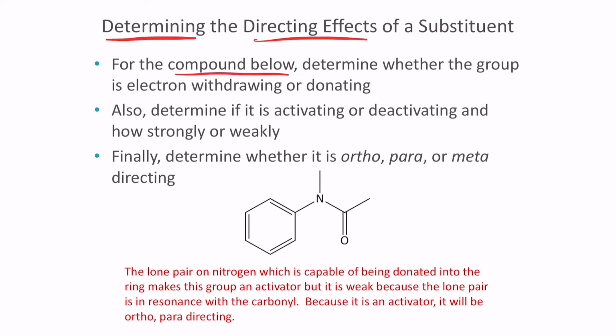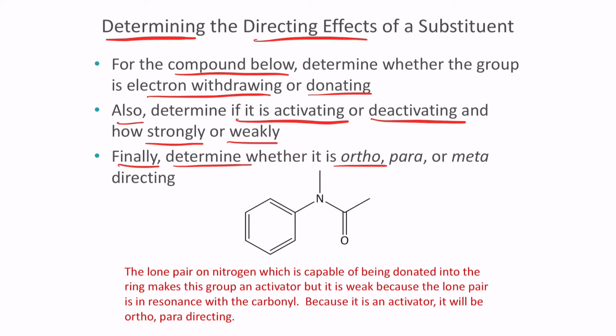So let's try and determine whether the group is electron withdrawing or donating. Let's also determine if it is activating or deactivating and how strongly or weakly, and finally whether it is an ortho, para or meta-directing group. So notice the lone pair on the nitrogen, which means that this lone pair has the capacity of being donated into the ring, making this group an activator. Because notice that it already has 3 bonds, so the only thing left is 2 lone pairs.